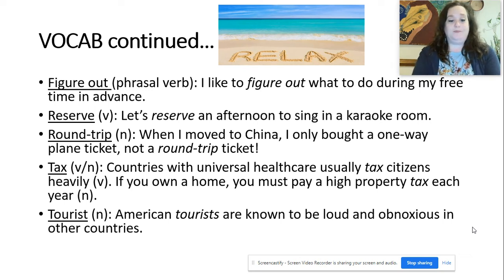Okay. The last word on this page is tourist, a noun. Example: American tourists are known to be loud and obnoxious in other countries. I know this from traveling and hearing other people talk about American tourists. Maybe you have the same opinion. So, what's a tourist? I'm sure you have heard this word. Tourist, I-S-T. The ending tells me it is a person.